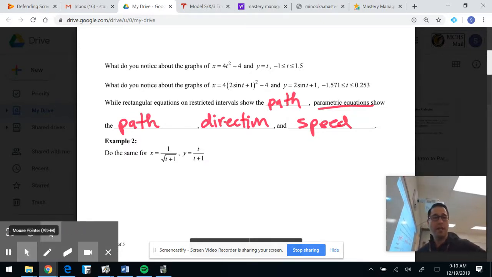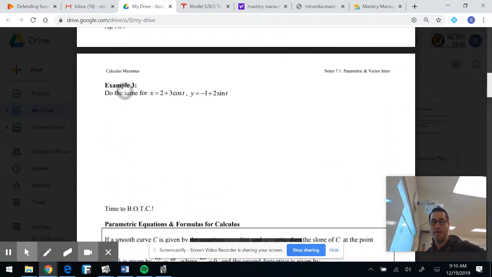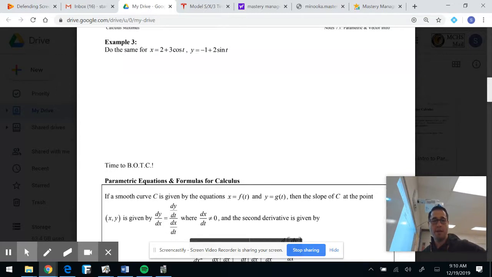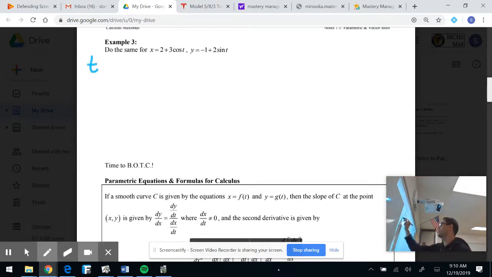Sorry. All right, example 2, part of your homework. Do it on your own. Okay, we're going to do example 3 together. All right, let's change this up. Let's go a little light blue. That's kind of cool. All right, so we're going to do a little table.